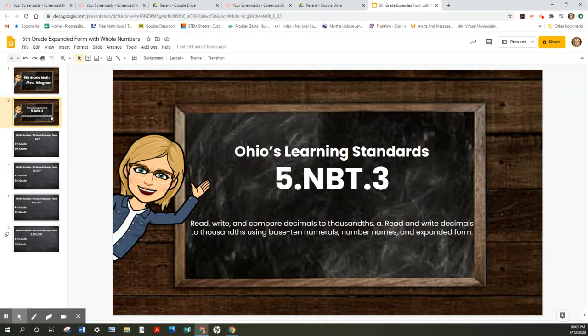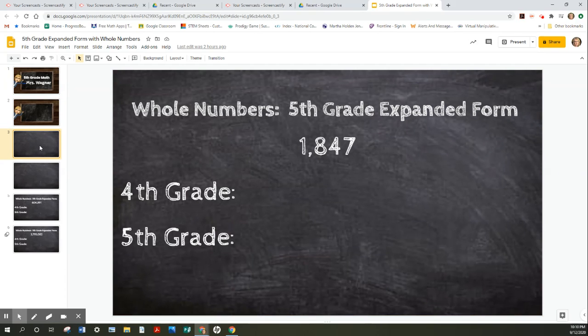If we look at the standard for Ohio, this is the standard number. So the 5 stands for fifth grade numbers in base 10, and this is the third part of this standard. If we come to the second part of it, it says that fifth grade students need to be able to read and write decimals using base 10 numerals, number names, and expanded form. So we're going to start this with whole numbers, and then we'll be working with the decimals next week. So how is this different than what you did in fourth grade?